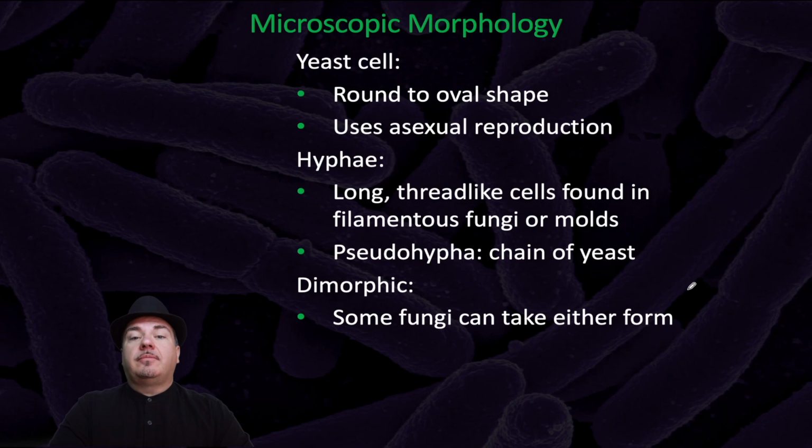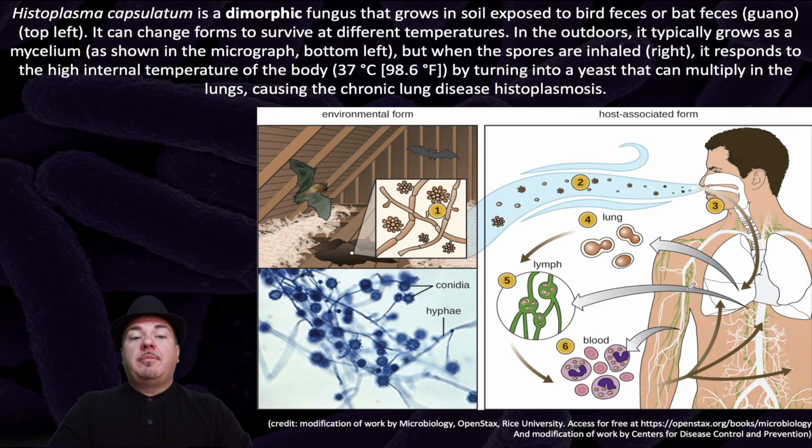Here's an example of a dimorphic fungus that grows in soil exposed to bird feces or bat feces, which is guano. In the outdoors, it typically grows as a mycelium, but when the spores are inhaled, it responds to the high internal temperatures of humans by turning into a yeast that can multiply in the lungs, causing chronic lung disease.